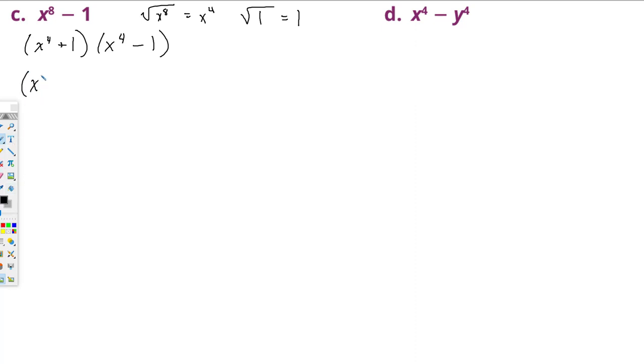So with the plus sign in between it, I'm done. I can't go any further with that parenthesis. When there's a subtraction sign in between it, I can look and see if I can go further. So can I take the square root of x to the 4th? Becomes? Can I take the square root of 1? We've already said that. It's 1. So that becomes x squared plus 1, x squared minus 1.